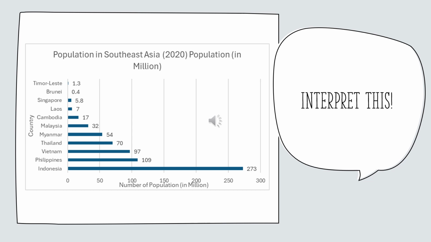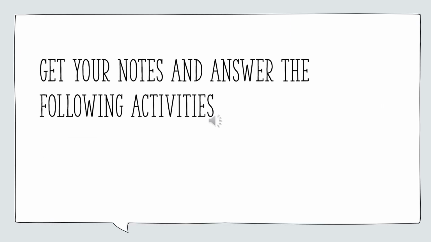Cambodia's population was 17 million, Laos had 7 million, and Singapore had 5.8 million. Brunei had a population of 0.4 million, while Timor-Leste's population was 1.3 million. This provides a comprehensive overview of the population distribution across Southeast Asia. It's time to retrieve your notes and respond to the following activities.